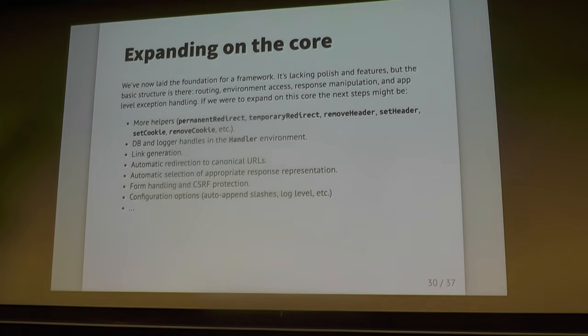Link generation is basically just adding printer to the root type, which is pretty much trivial. We'll discuss that in a little bit. You can then do automatic redirection to come up with URLs, which is pretty straightforward. You basically say, well, I parsed this root. If I print that root, is it the same as the original one in the request? And if not, then redirect to the printed one. So you get that automatic.